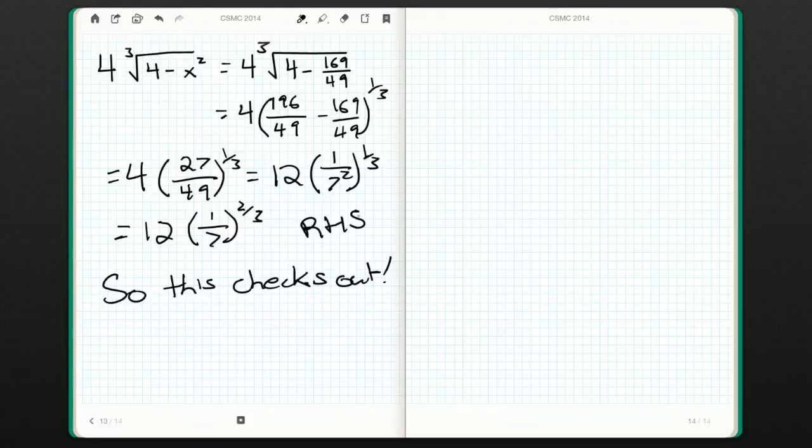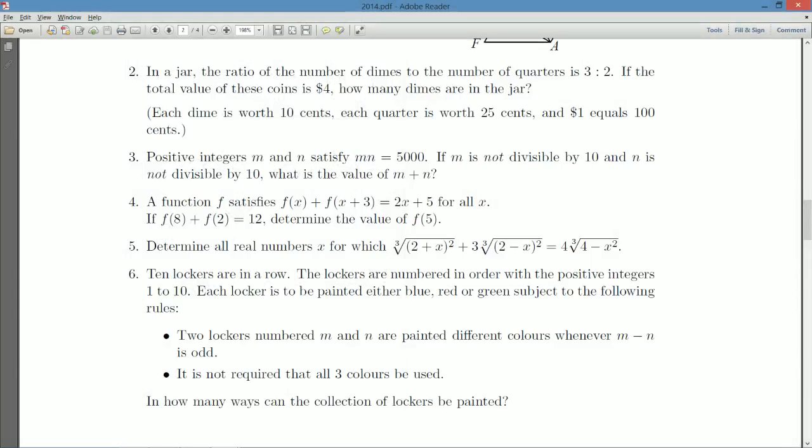So that concludes question number 5. It looked scary, especially with those cube root symbols. Somehow cube root is scarier than to the 1/3, but that's just me. And we got all real values x that worked. Very methodical, clean way. All we had to do was just sort of disguise the parts we didn't like as harmless variables a and b.